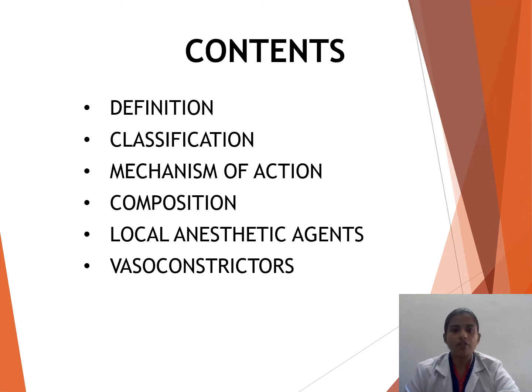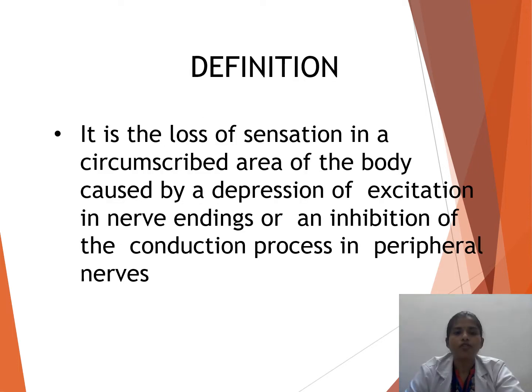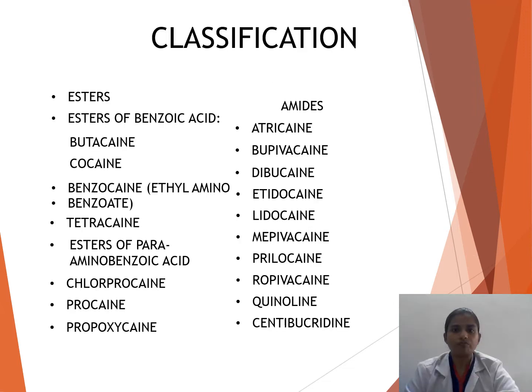Contents: definition, classification, mechanism of action, composition, local anesthetic agents, vasoconstrictors. Definition of local anesthesia: it is the loss of sensation in a circumscribed area of the body caused by a depression of excitation in nerve endings or an inhibition of the conduction process in peripheral nerves.